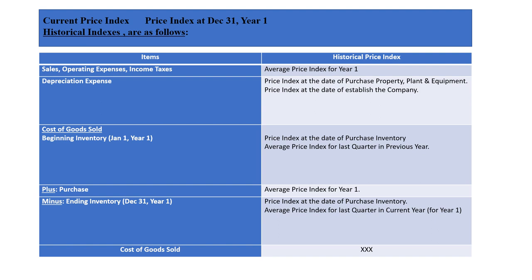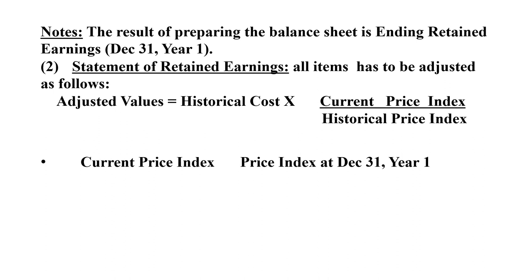Purchases, as with sales, operating expenses, and income taxes: the historical price index is the average price index for year one. Minus ending inventory at December 31, year one: the historical price index is the price index at the date of purchase of the inventory, if it is available. If it is not available, use the average price index for the last quarter of the current year or for year one. If we add beginning inventory plus purchases minus ending inventory, the result is cost of goods sold.